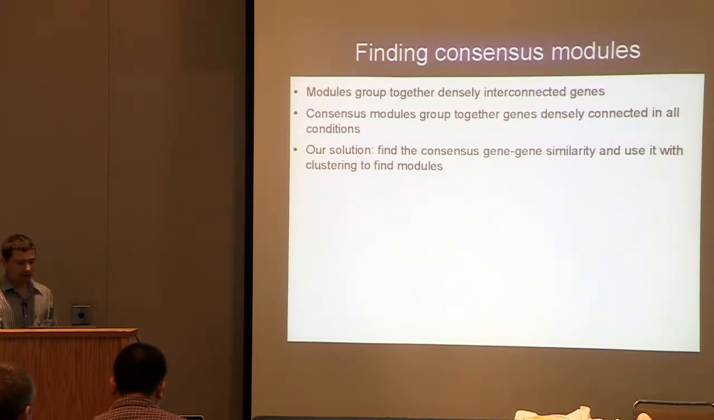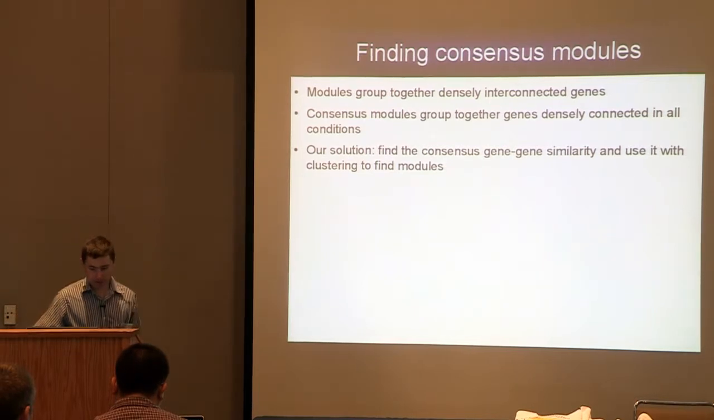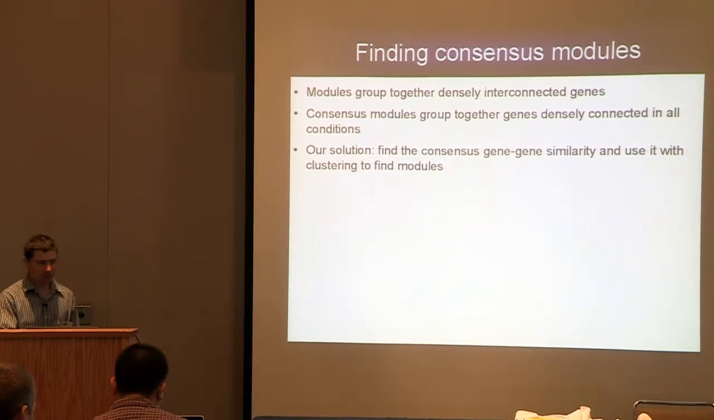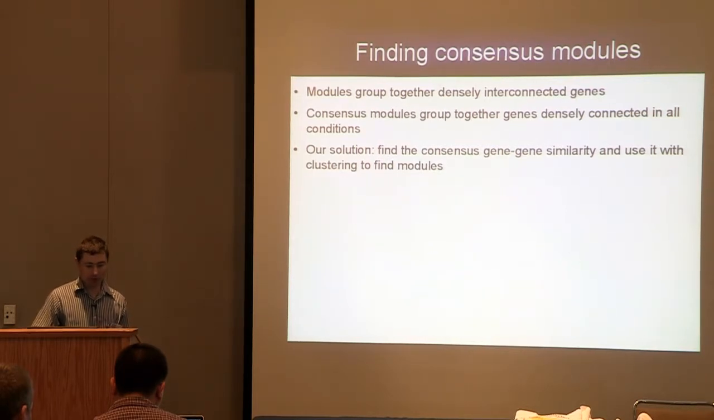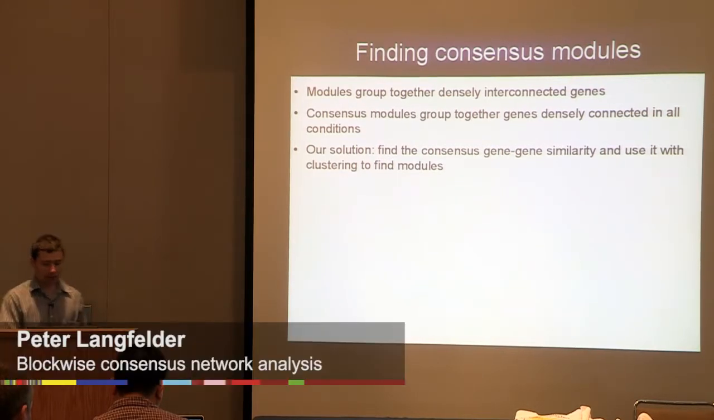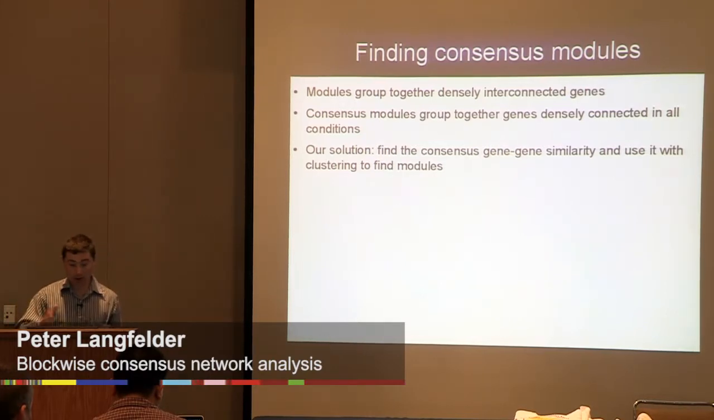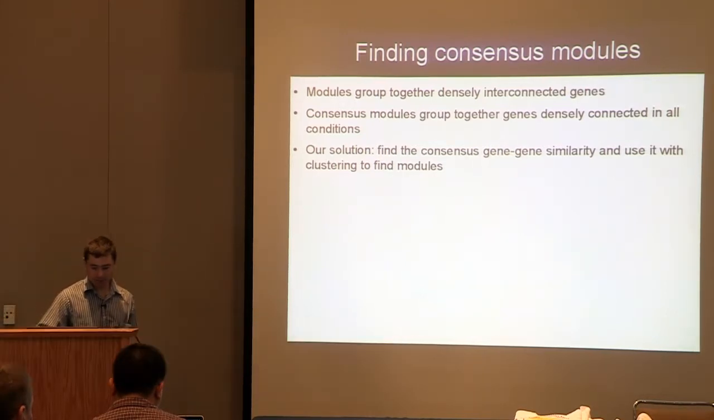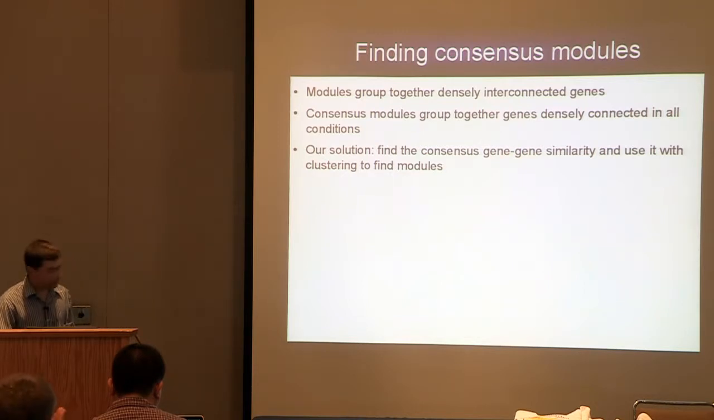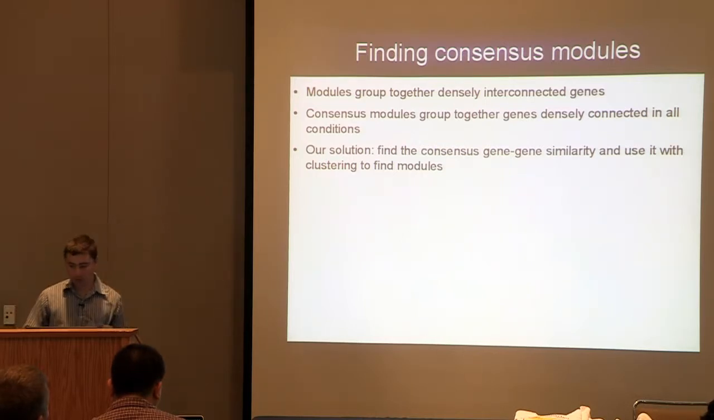How do we find consensus modules? Well, you have heard in the morning that modules are groups of genes that are tightly or densely interconnected. And so consensus modules then are a group of genes that are densely connected across all of the studied data sets. So the solution to finding consensus modules is to find the consensus gene-gene similarity or dissimilarity and then use it with clustering to find modules.